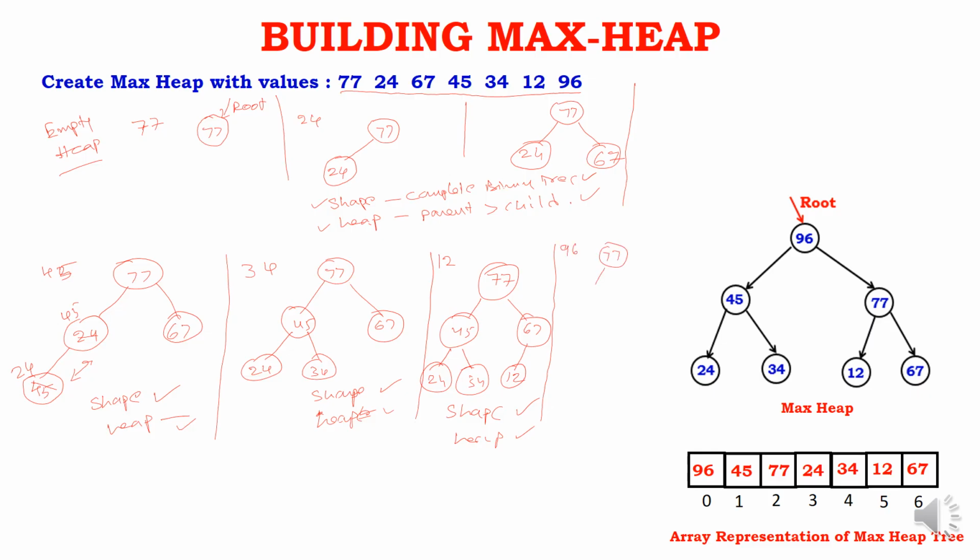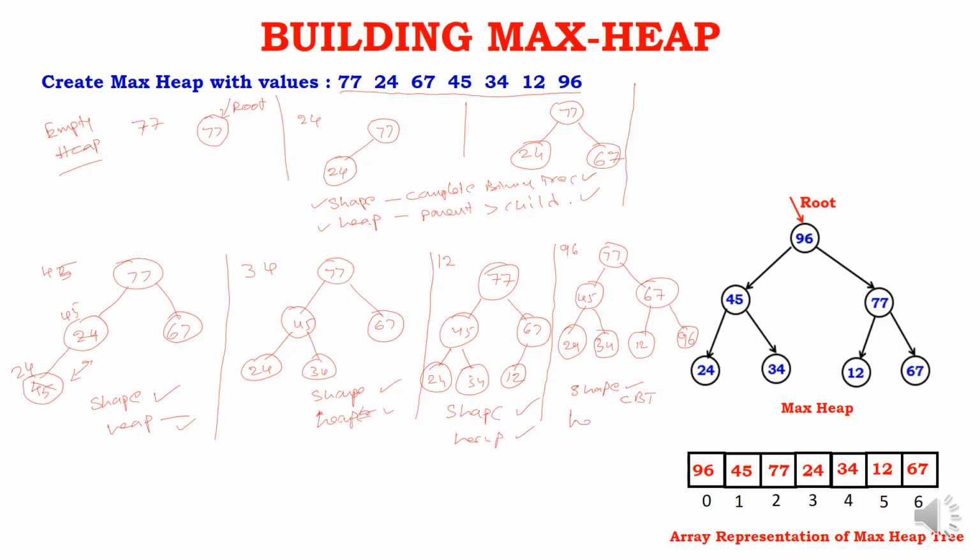77, 45, 67, 24, 34, 12. The next possible location is right of 67, 96. Now, is it satisfying shape property? Yes, it is satisfying shape property, it is complete binary tree.